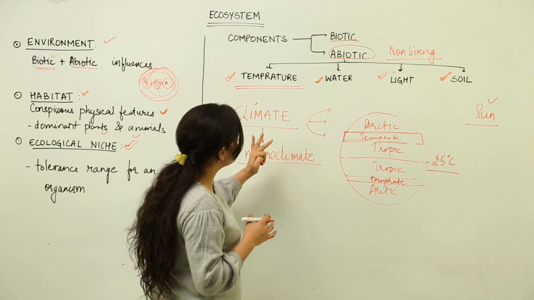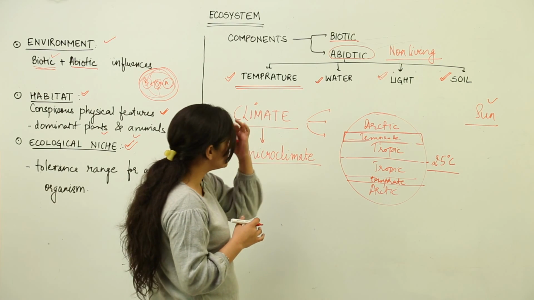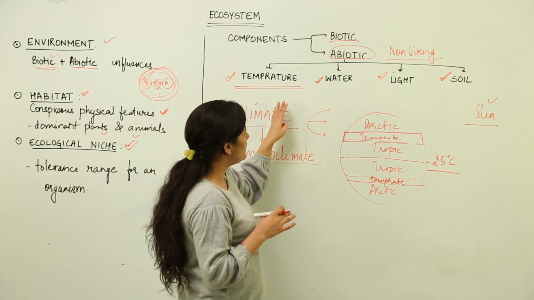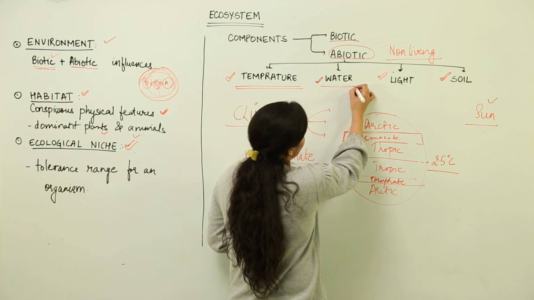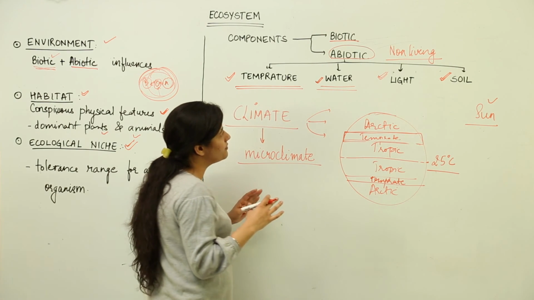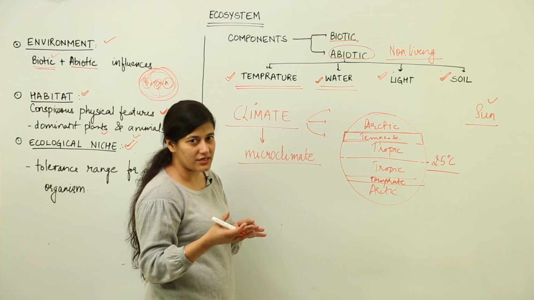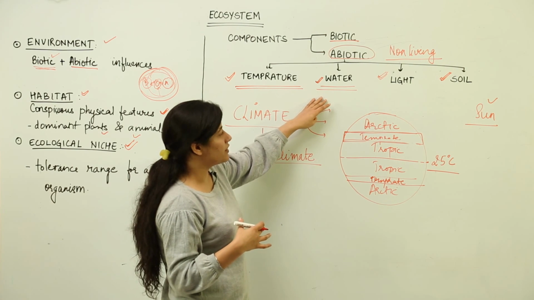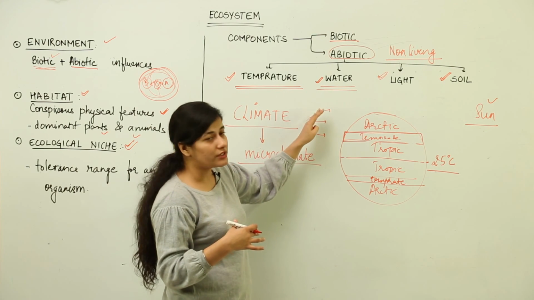So the abiotic component of temperature, that is the ambient temperature in which an organism is going to survive, has a very important role to play in the survival of an organism. Then we have water. 70% of Earth is water, and maximum life forms are found in water. If you compare terrestrial and aquatic life forms, you would have many more in water as compared to those on land. So water plays an important role.